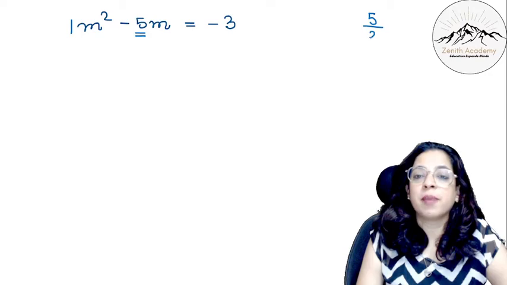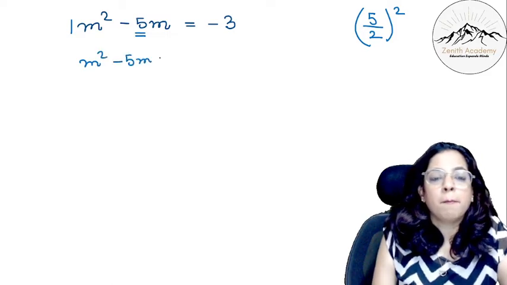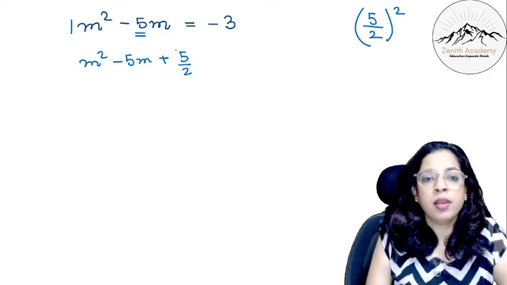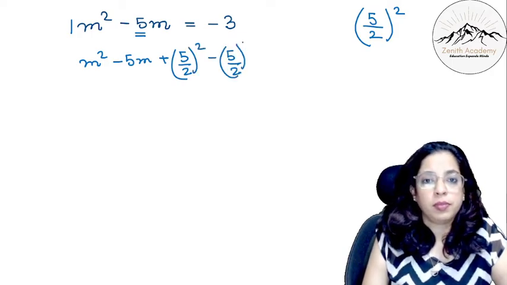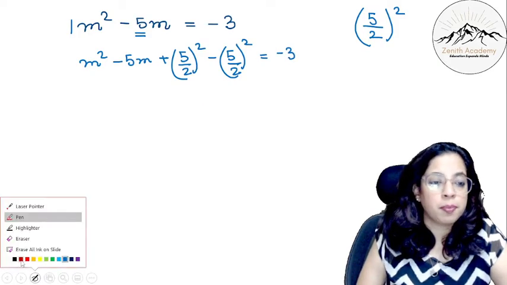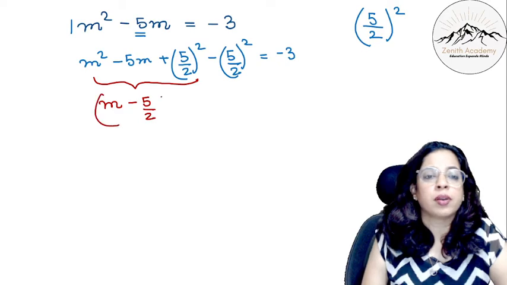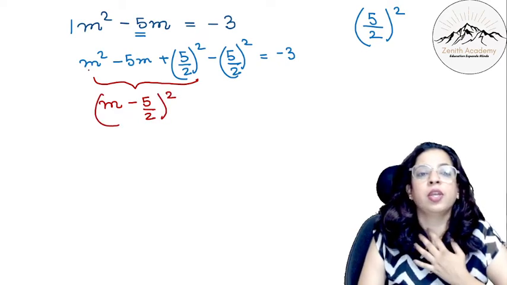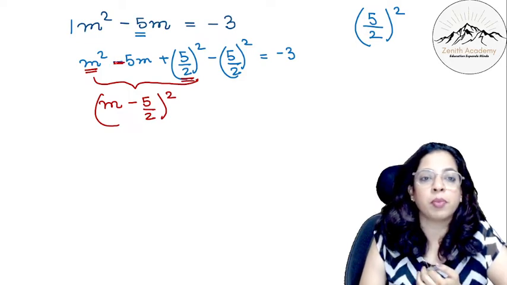So first step is divide by 2. Next step is squaring it. So you have got m square minus 5m plus 5 by 2 square and minus 5 by 2 whole square. And this is equal to minus 3. Now, what's the next step? See these first three terms. So it will be m minus 5 by 2 whole square. I hope this is very clear. You take this and you take this and the sign you copy from here.